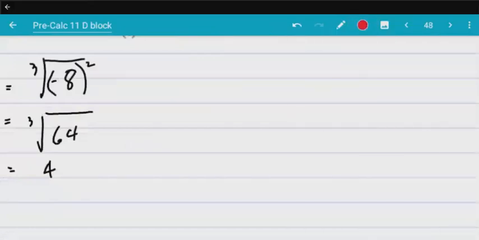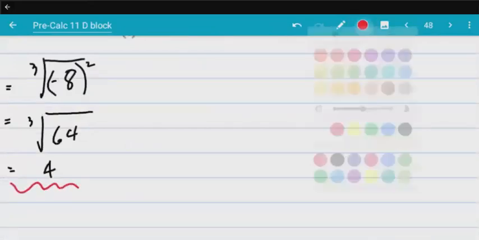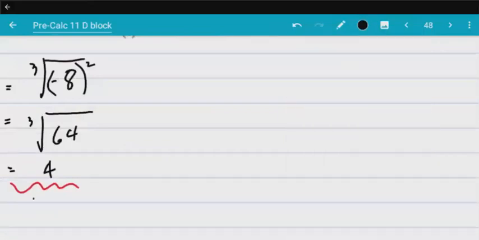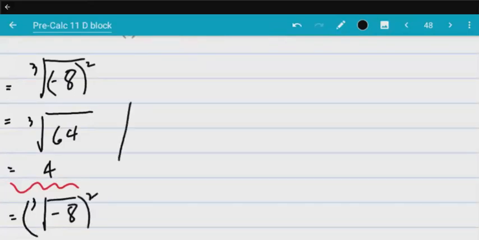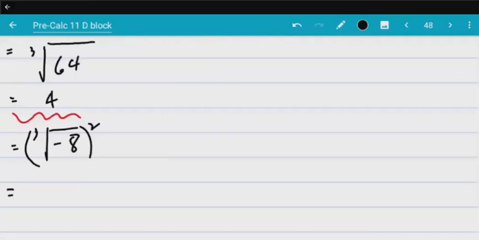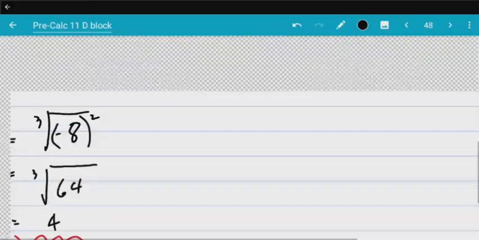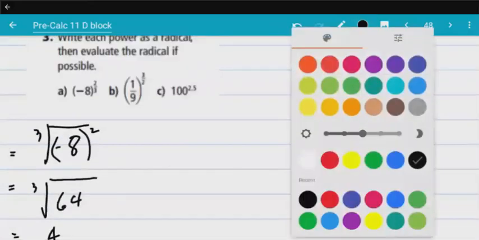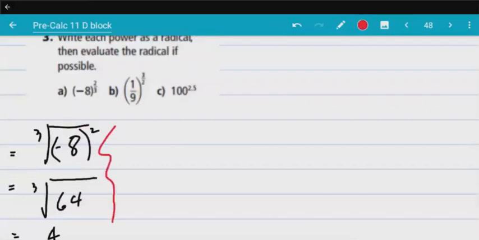Now, if I'm going to do the other way, which is to get the cube root first, this is what I'm going to have. The cube root of -8 is -2. When you square it, it's 4. Same thing. So as you can see, it works either way. For the next one, I'm just going to be doing one way. So it's up to you to try the other way. So that would be 1/9.